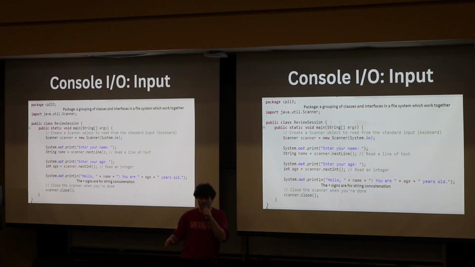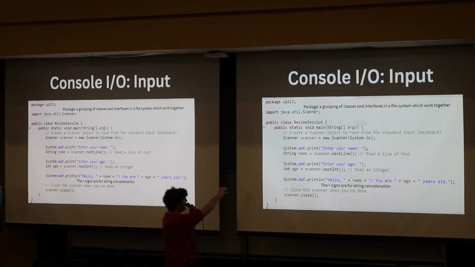So the equals new, that's because we're instantiating an instance of a class. The equals new Scanner, we're saying it's a new instance of the Scanner class, and then we're giving System.in as a parameter. System.in is the standard input, which is just the user's keyboard. So we're basically saying that the scanner we are initializing should be taking input from the standard input, which is the user's keyboard.